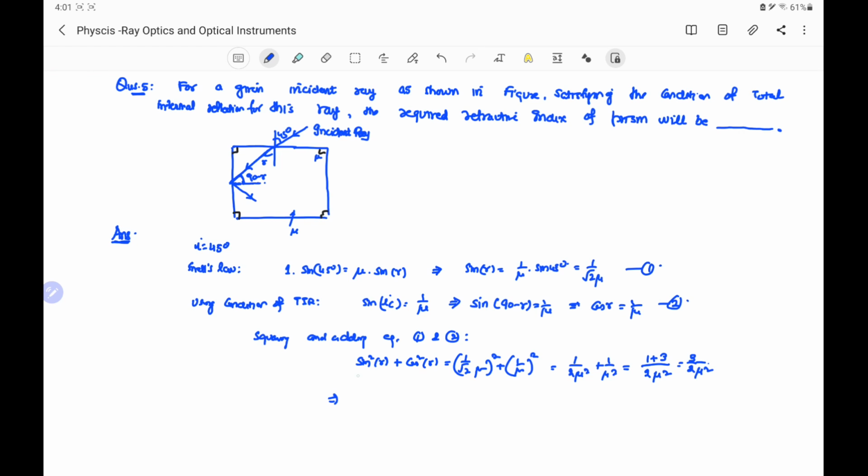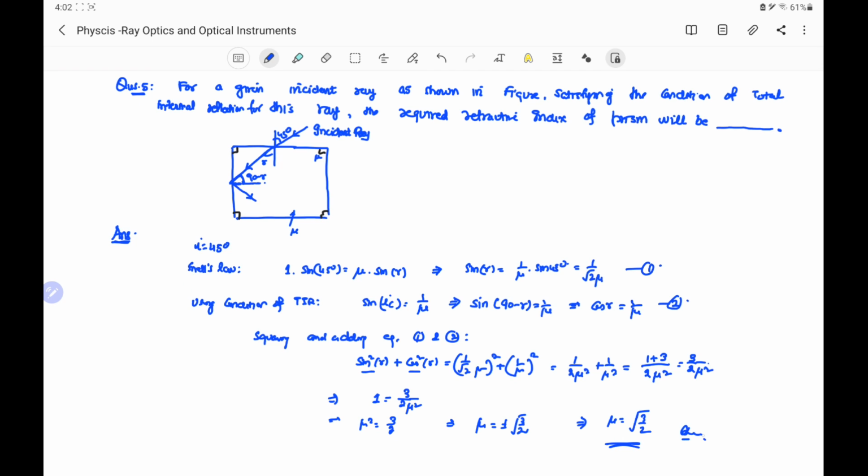And by identity, sin²r and cos²r gives 1. This is equal to 3 by 2 μ², or μ² equals 3 by 2, or we can say μ equals plus or minus root 3 by 2. Because refractive index is positive, we discard the negative value. Therefore, refractive index is root 3 by 2.